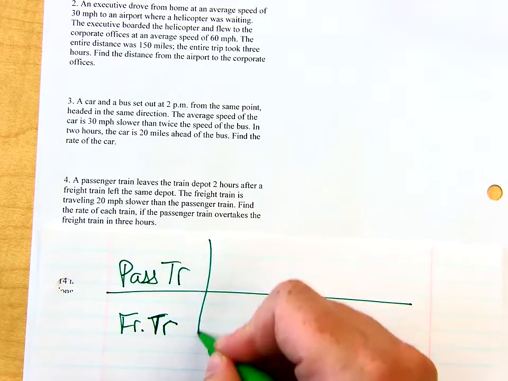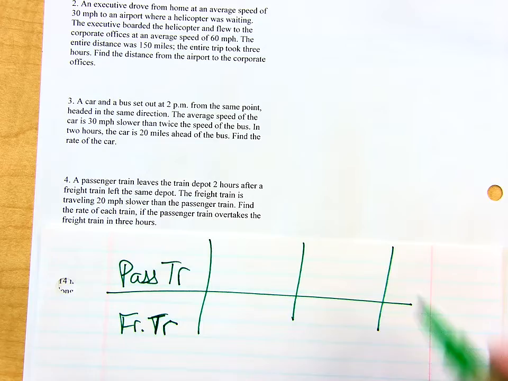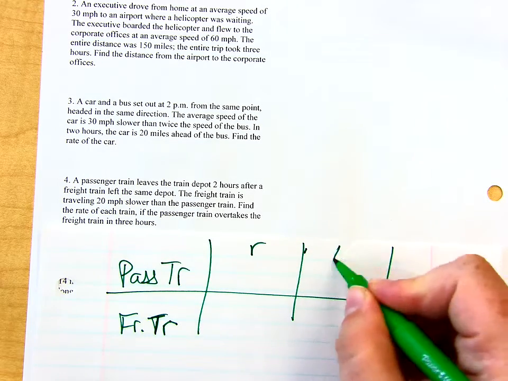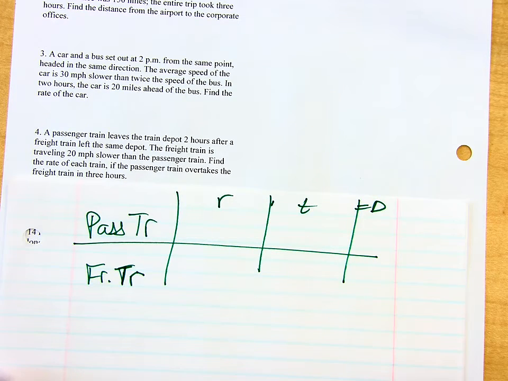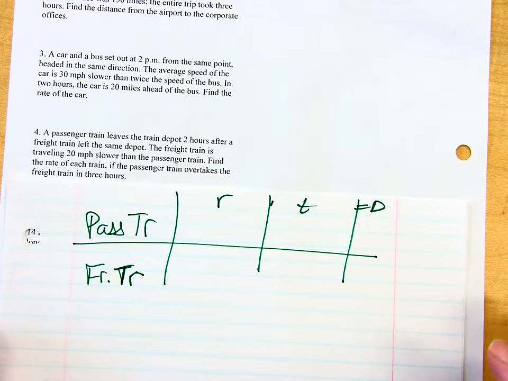Going to set up my chart. Rate times time equals distance. My chart gets sloppier and sloppier as we go, I feel, but it's okay. All right. Let's break this down. Do I know the rate, the speed of the passenger train? Do you know it? No. I don't know it. I'm going to call it X. Or R, whatever you want to use.